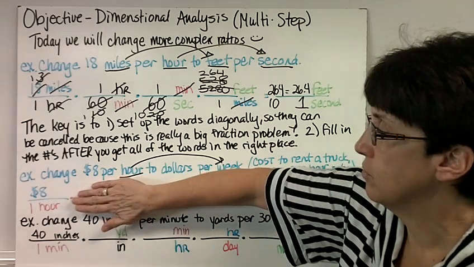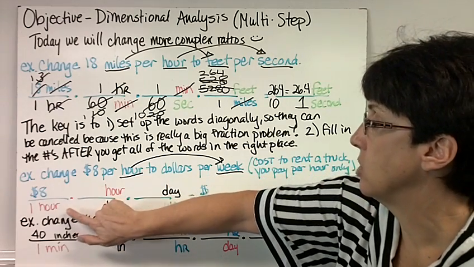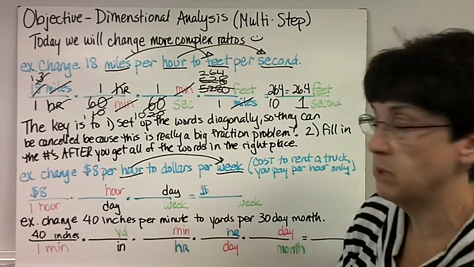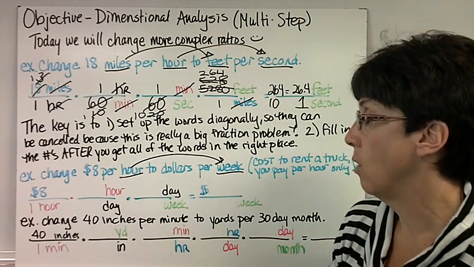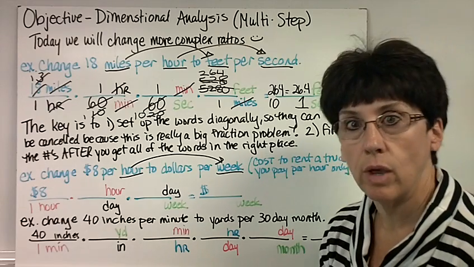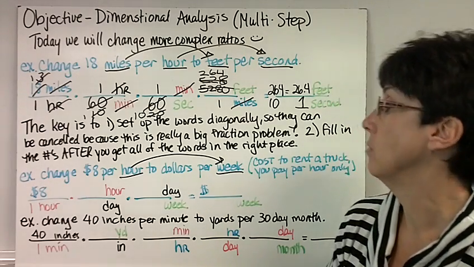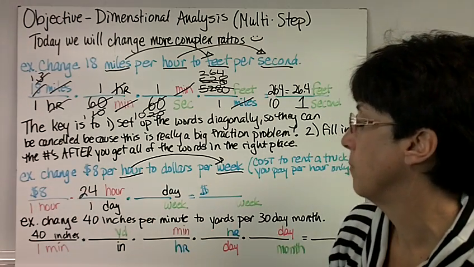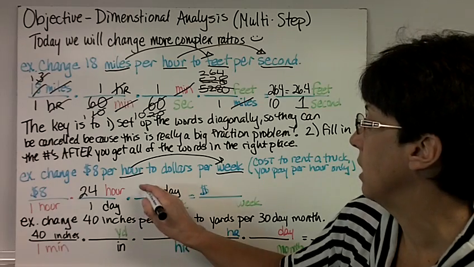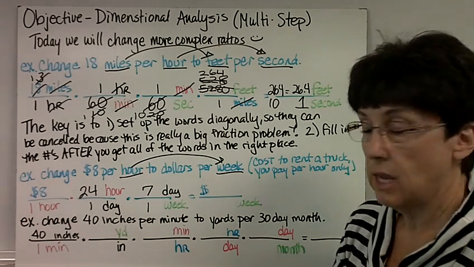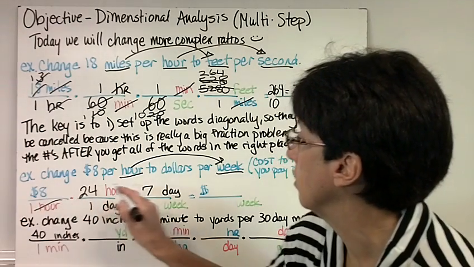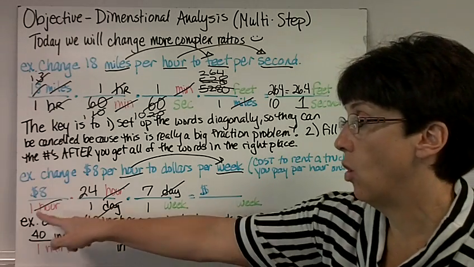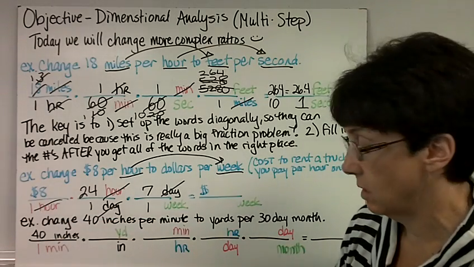So I have $8 for 1 hour. So I need to change hours to days, and then days to weeks, because I don't know how many hours are in a week. And that's where sometimes kids get stuck, because they say, I don't know how many hours are in a week. Well, think about what you do know, all right? So in 1 day, there are 24 hours, and in 1 week, there are 7 days. Now let's cancel everything. I can cancel hour, I can cancel day. Now in this problem, I only have 1s in the denominator, so I can't cancel any of my numbers.